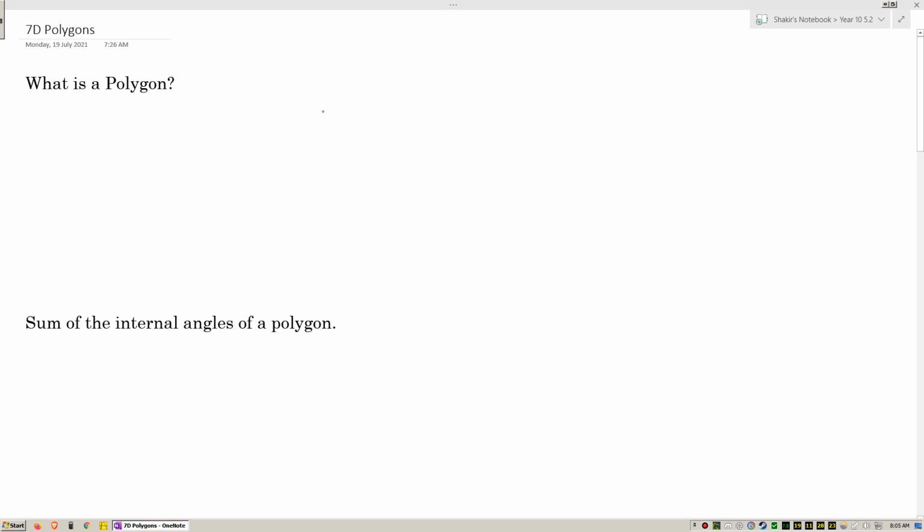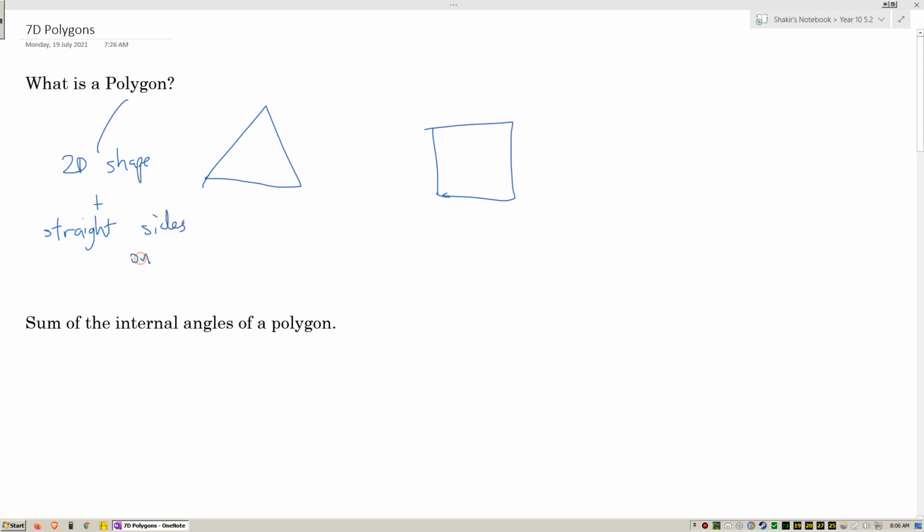It's a two-dimensional shape which has only straight sides. A triangle is a polygon, a square is a polygon, and they can have any number of sides. The point is it only has straight sides, no curved sides. So polygon: 2D shape plus straight sides only. That's a polygon.